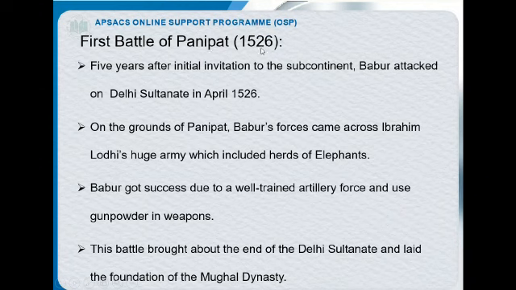First Battle of Panipat, fought in 1526. Five years after the initial invitation to the subcontinent, Babar attacked the Delhi Sultanate in April 1526. On the grounds of Panipat, Babar's forces came across Ibrahim Lodi's huge army, which included herds of elephants. Babar got success due to a well-trained artillery force and used gunpowder in weapons. This battle brought about the end of the Delhi Sultanate and laid the foundation of the Mughal dynasty.